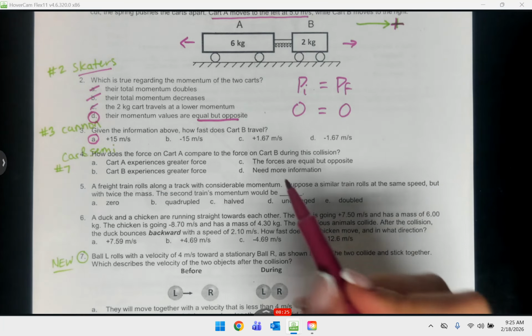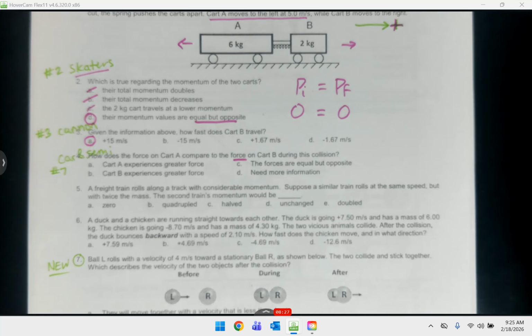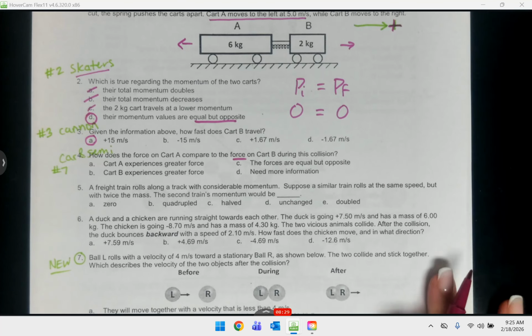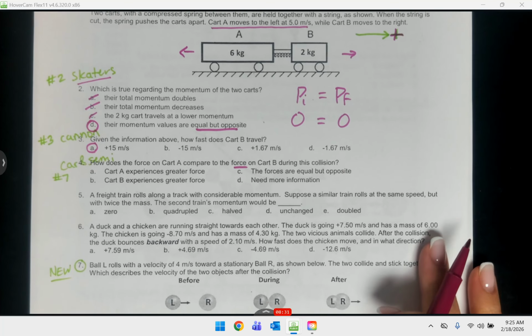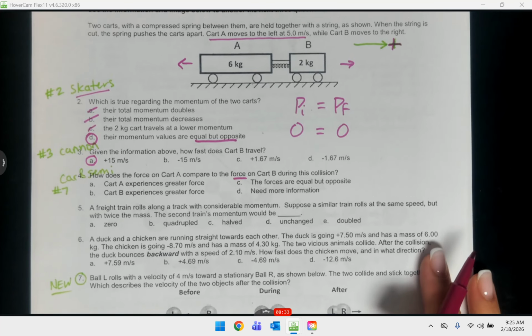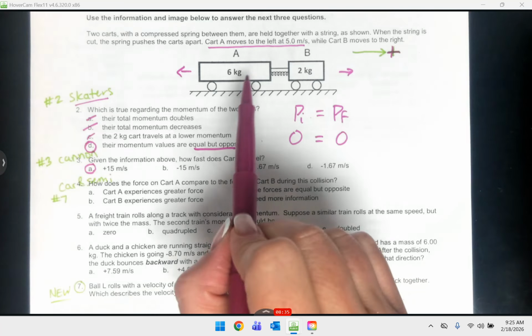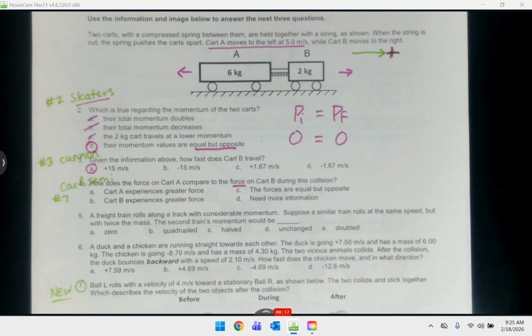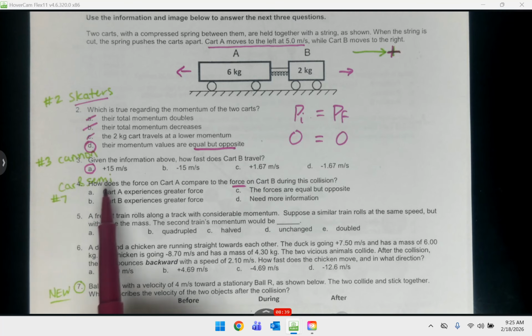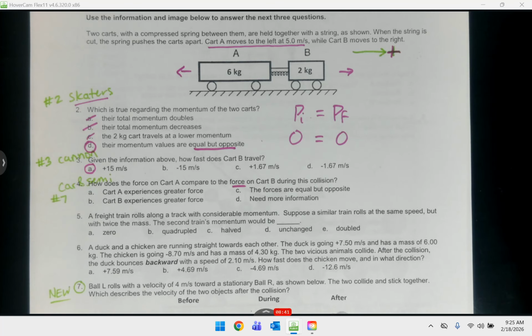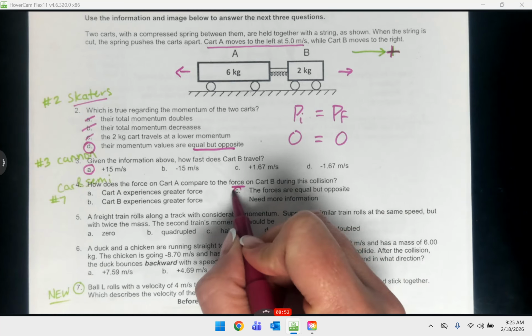So this one only is asking about a comparison of the forces. How does the force on cart A compare to the force on cart B during this collision? Now, obviously, cart A and cart B are different sizes, not necessarily as drastically different as a car versus a semi-truck, but different sizes. They have different masses. However, that does not affect your answer to this question. The forces will still be equal and opposite.